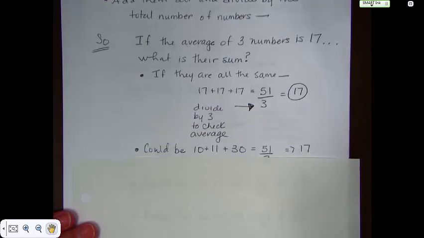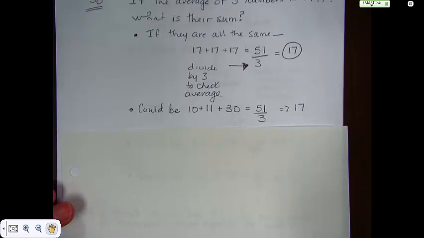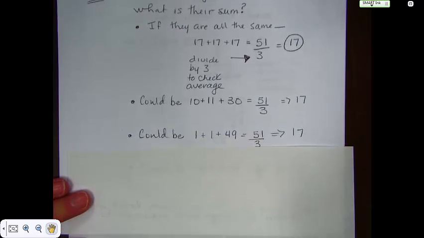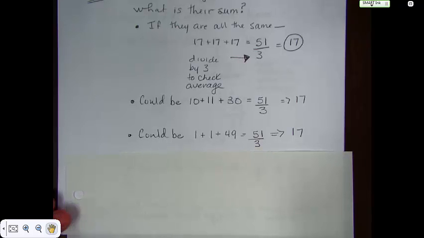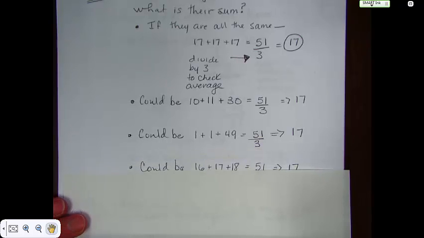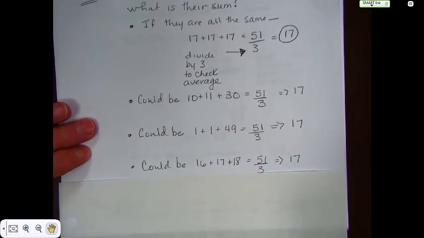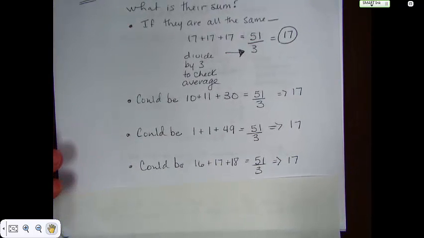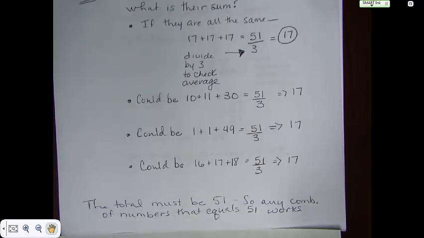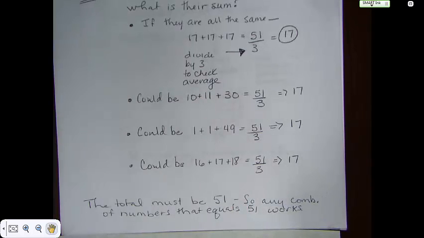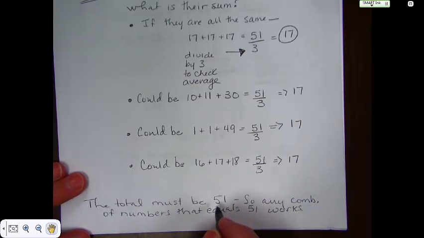However, you could also use 10, 11, and 30 and get 51 divided by 3 is 17. You could get 1, 1, and 49 and get 51 divided by 3, and that's 17. And it could be 16, 17, and 18. If you add them together and divide them by 3, they're 17. So the truth of the matter is that the total number we're looking for, the answer, is simply 51. And we had it right away.